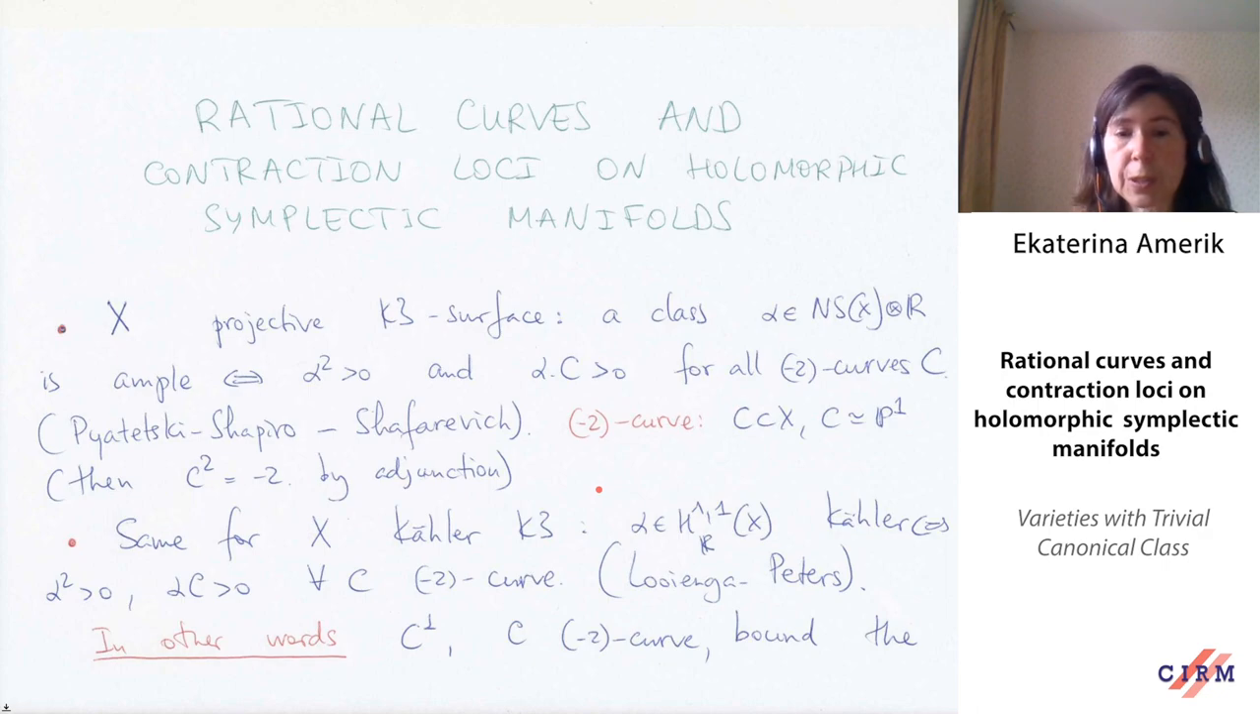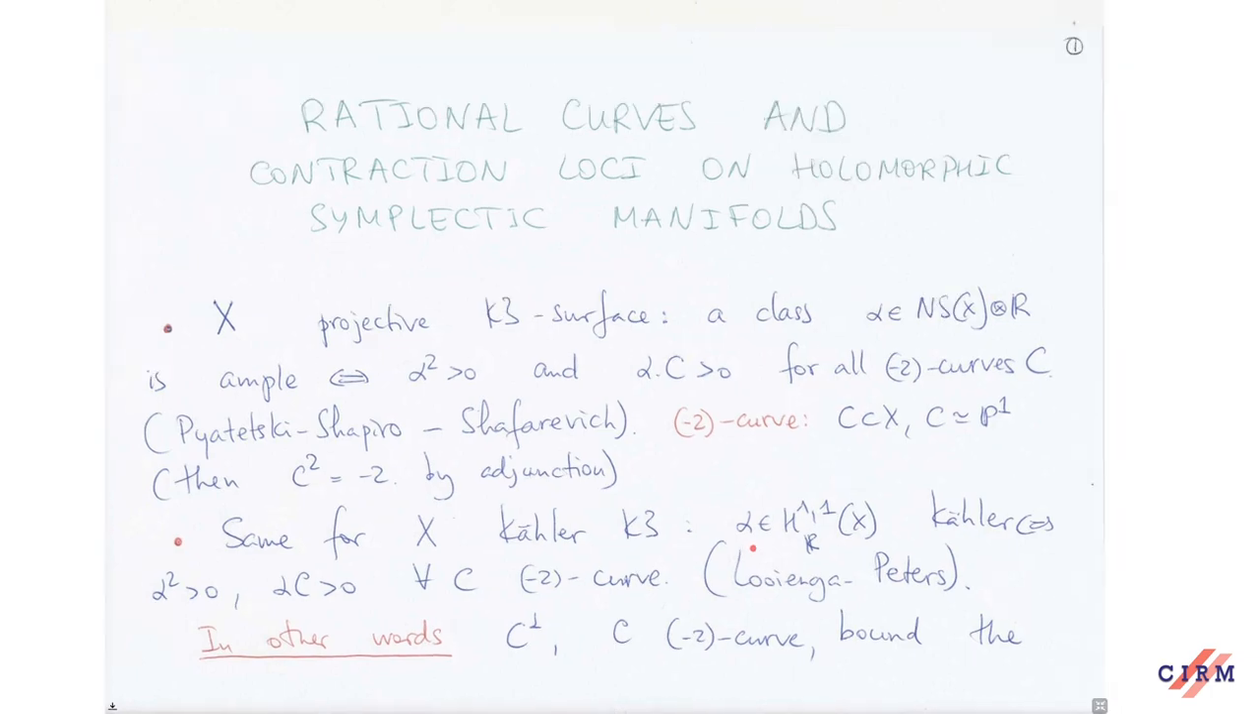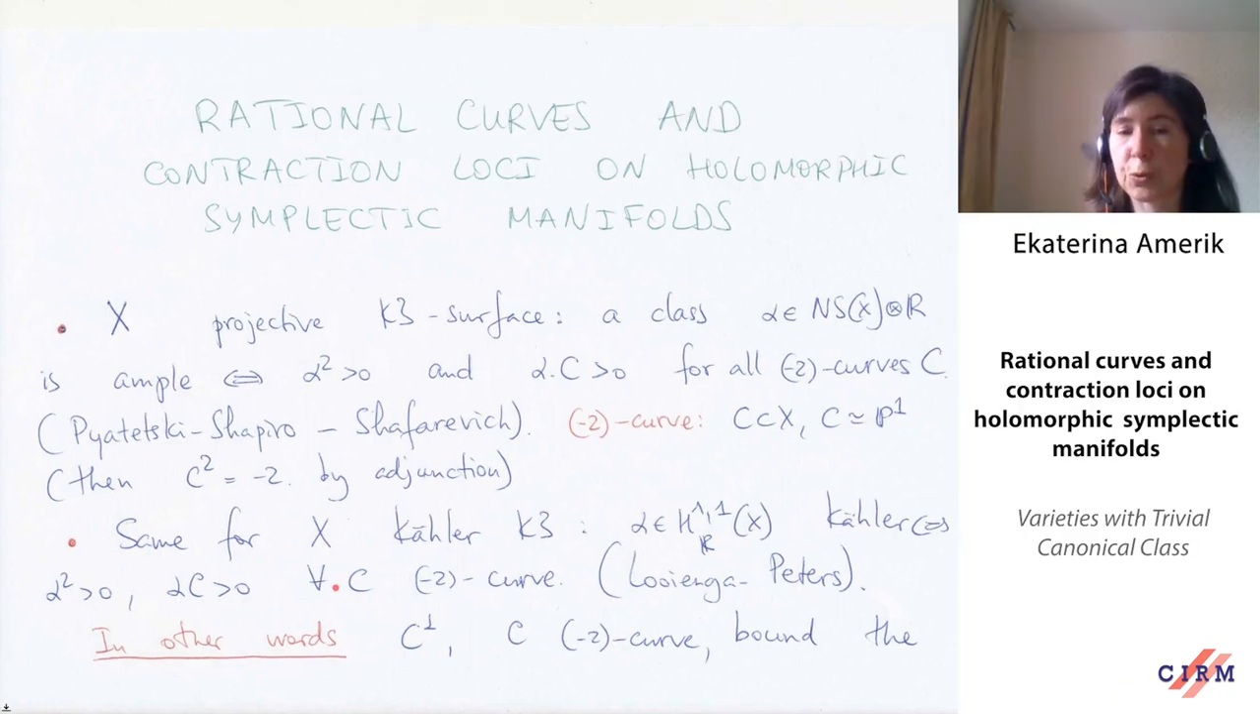An analogous result is also true in the Kähler case. So in this case, we are considering a class in H^{1,1}(X, R) rather than in the Néron-Severi group. Then it is Kähler if and only if it is of positive self-intersection and is positive on all minus two curves. If I remember correctly, this is due to Looijenga and Peters.